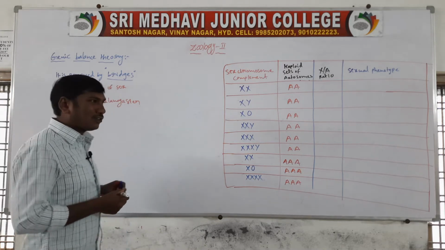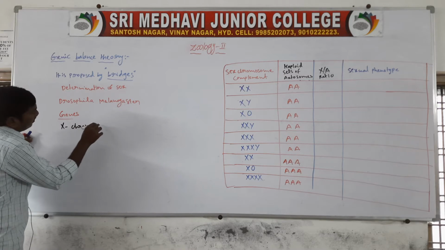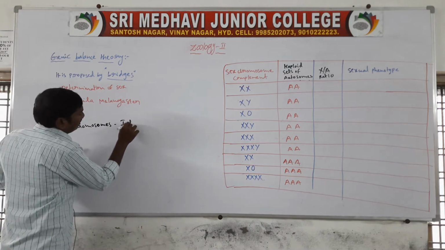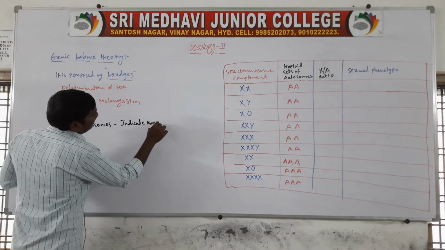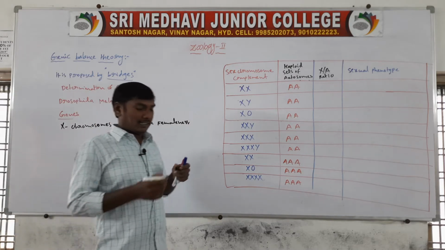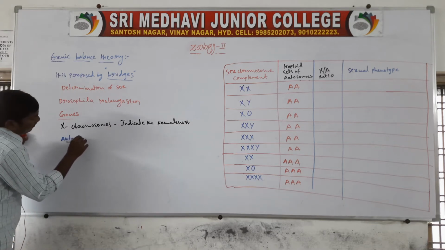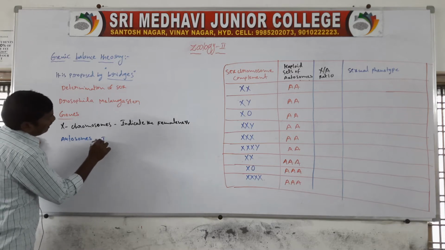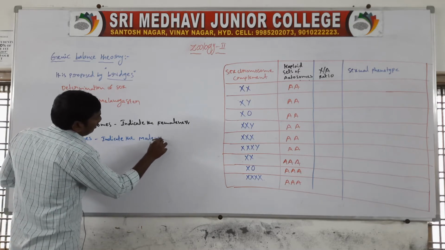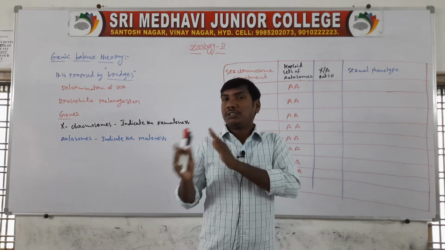The X chromosomes indicate the femaleness. The autosomes indicate the maleness. Normally the X chromosome indicates femaleness and the Y chromosome maleness, but according to his theory it is different.